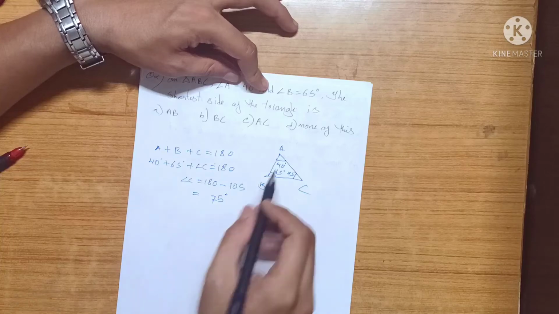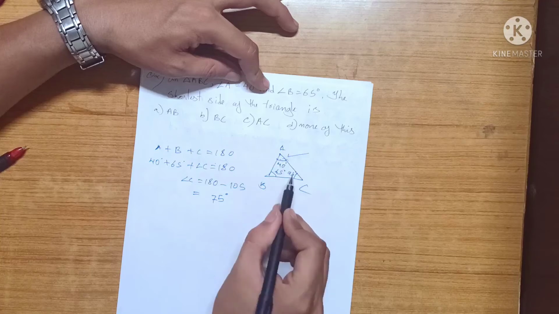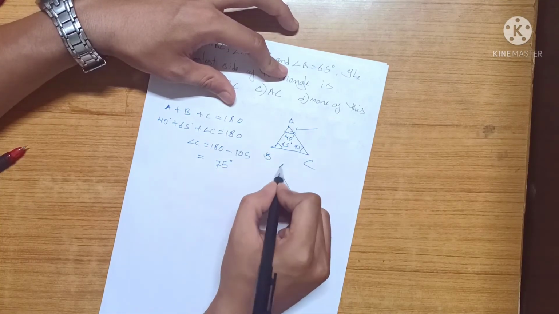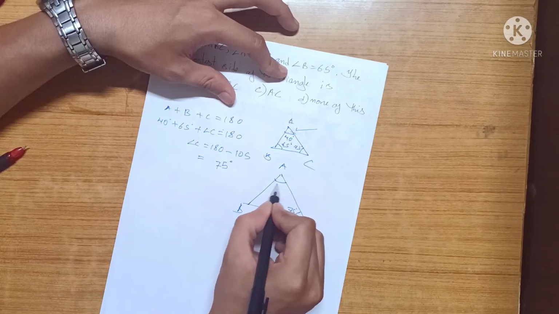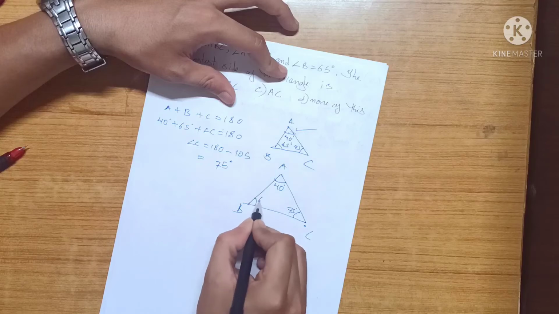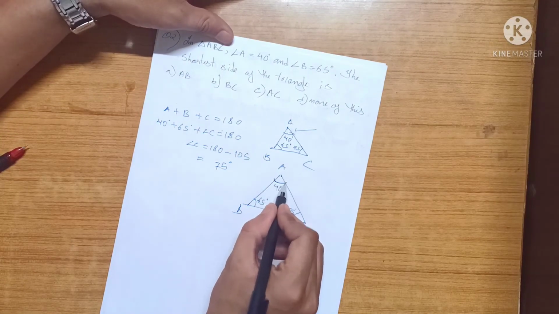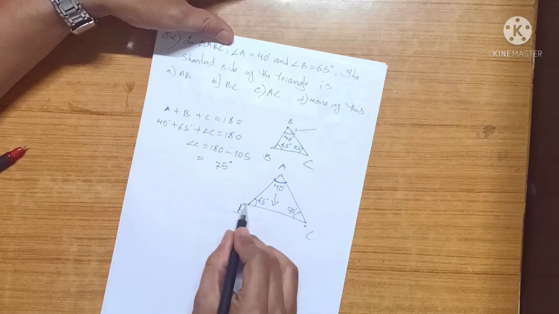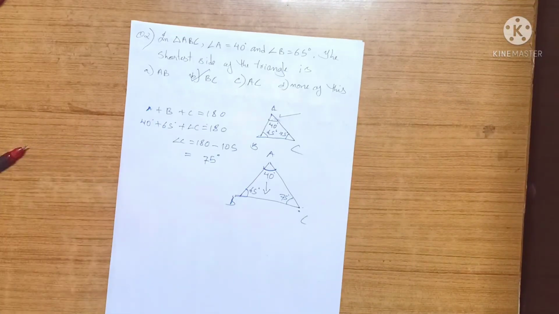So angle A is the smallest one. Let me just draw this a little bigger. So we got this as 75, this is 40, and this is 65. And since 40 is the smallest angle, the side opposite to it is BC. So BC will be the shortest side.